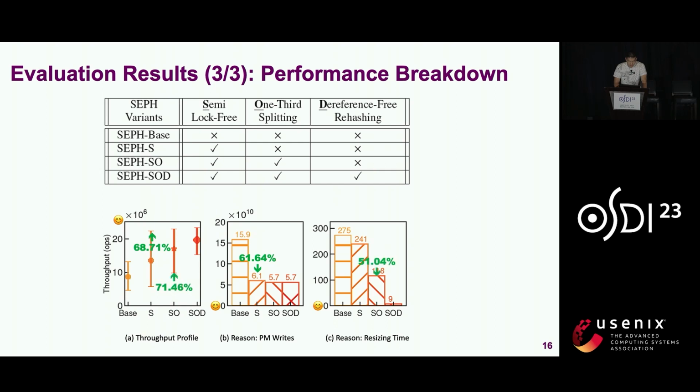Second, 1/3 split lifts the minimum throughput by 70%. And the reason is it reduces the resizing time by half. And lastly, the dereference-free rehashing further lifts the minimum throughput by about 50%. And the reason is it significantly reduces the resizing overhead.